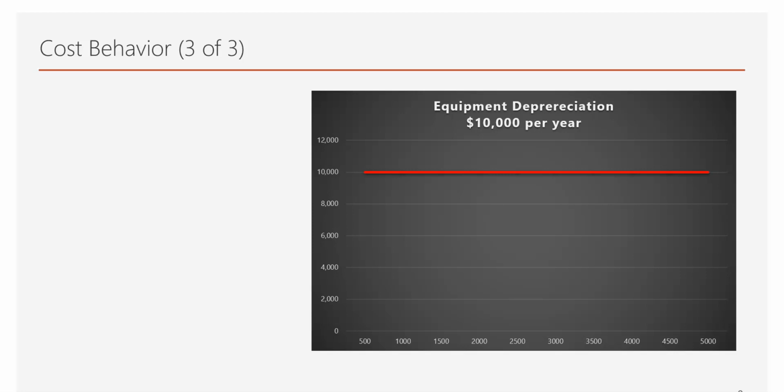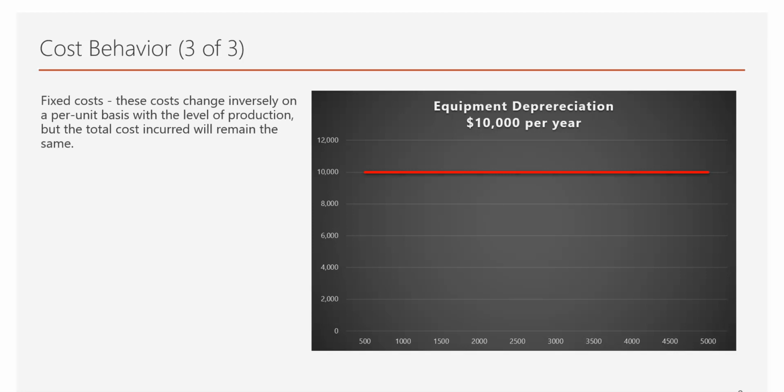Now let's take a look at fixed costs. Fixed costs, remember, these costs change inversely on a per unit basis with the level of production, but the total cost incurred will remain the same.